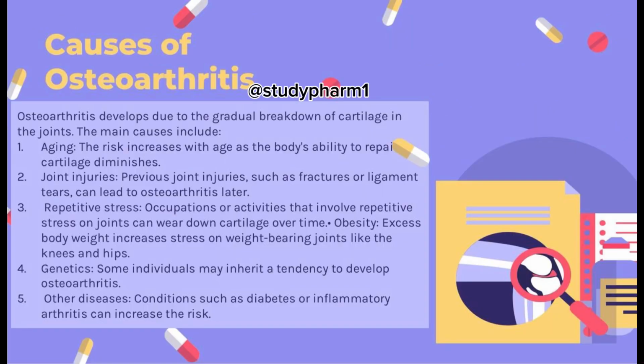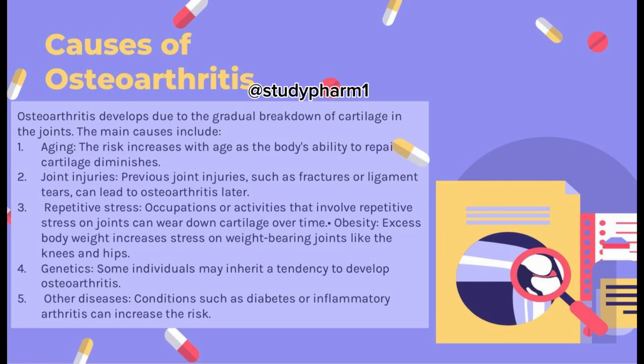Causes of osteoarthritis. Osteoarthritis develops due to the gradual breakdown of cartilage in the joints. The main causes include: 1. Aging. The risk increases with age as the body's ability to repair cartilage diminishes. 2. Joint injuries. Previous joint injuries, such as fractures or ligament tears, can lead to osteoarthritis later. 3. Repetitive stress. Occupations or activities that involve repetitive stress on joints can wear down cartilage over time.